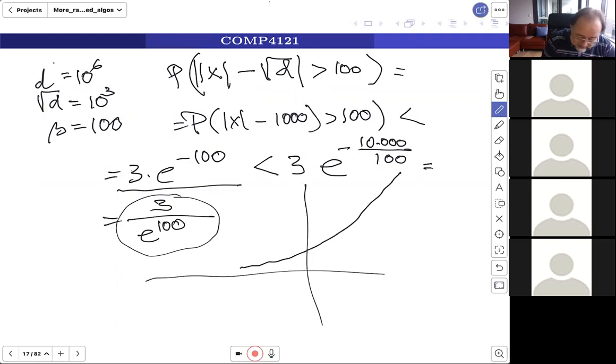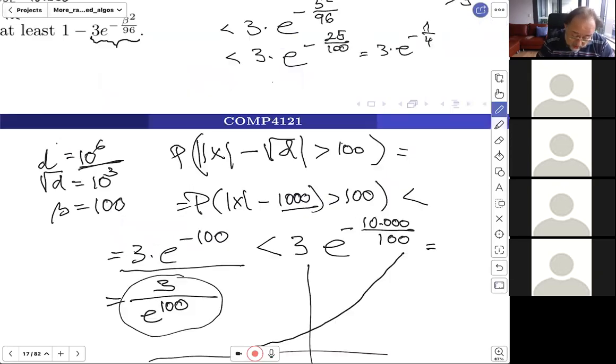So this will be an extremely small number. So if you are in a vector space of dimensionality 1,000,000, then the length of a randomly chosen vector will be 1,000 plus or minus 100, 10%, with a ridiculously small probability of 3 divided by e to 100.